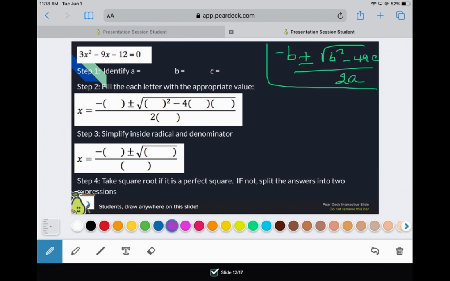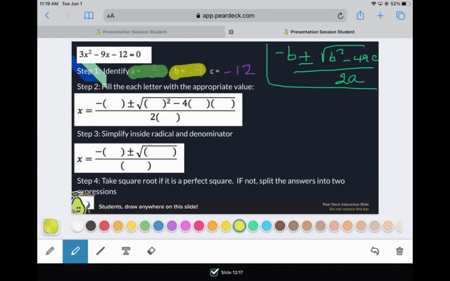So A is 3, B is -9, and C is -12. All right, so that's step number 1. Cool. Thank you. What we're going to do is fill in each parenthesis. So I'm going to highlight my A values in this color, my B values in this color, and my C values in this color, so it's easy for you to see.